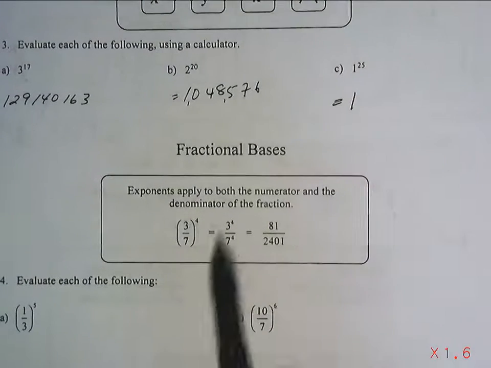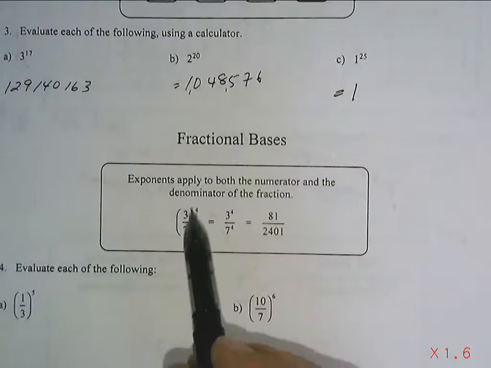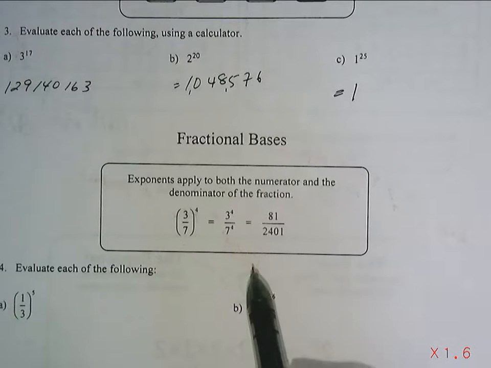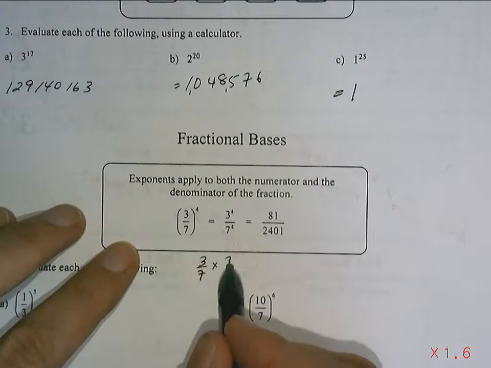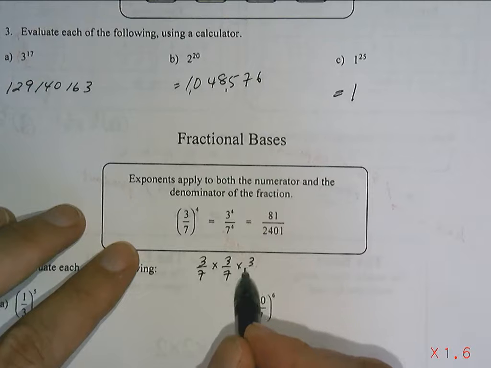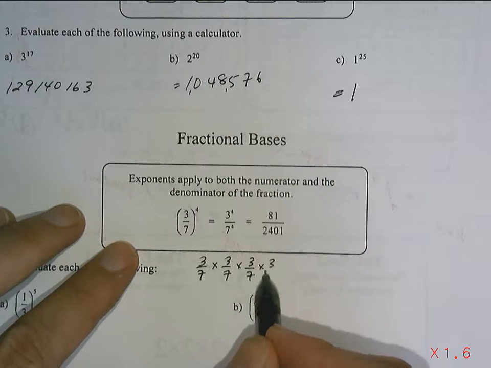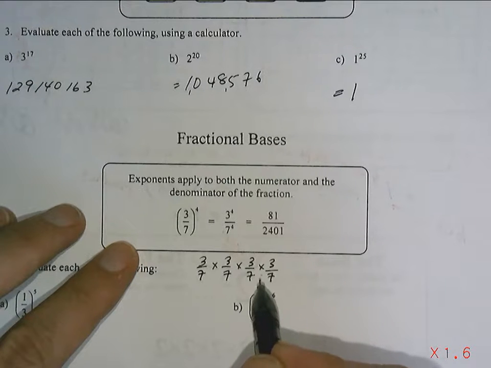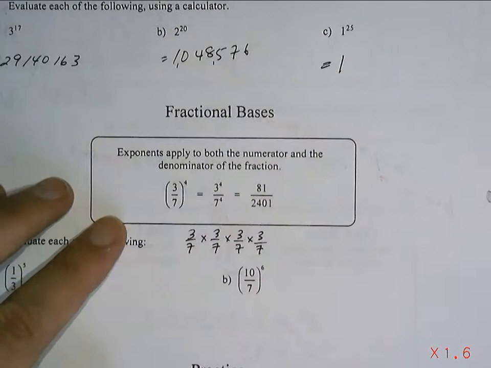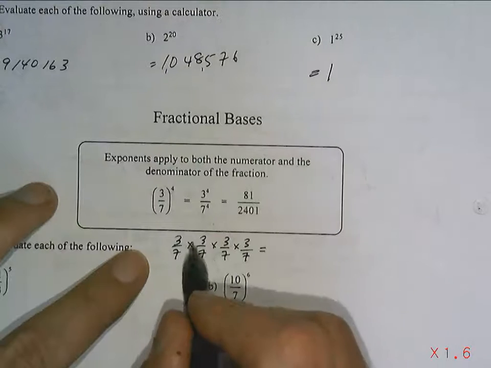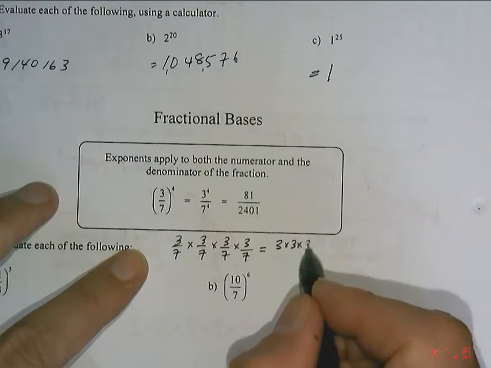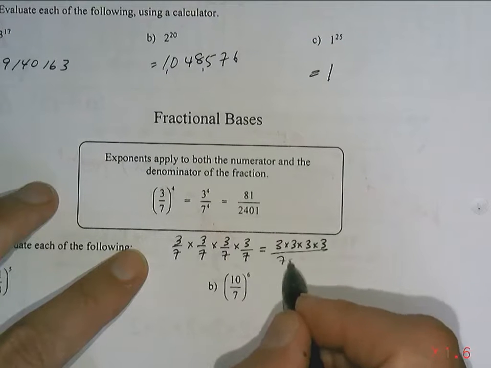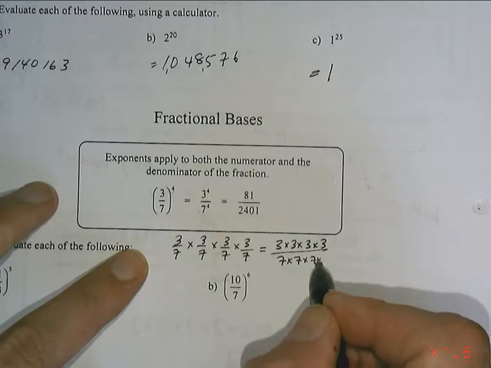Fractional bases. So if I have 3 over 7 to the 4, what that means is 3 over 7 times 3 over 7 times 3 over 7 times 3 over 7. So you take the base and you write it out 4 times, and it's multiplied between them. You remember from grade school that it's top times top, bottom times bottom. So it's 3 times 3 times 3 times 3, all over 7 times 7 times 7 times 7.